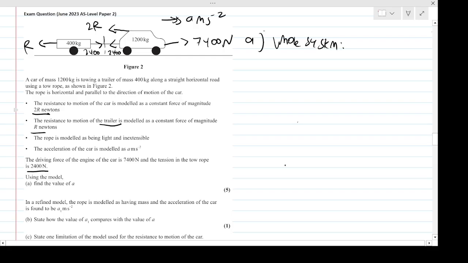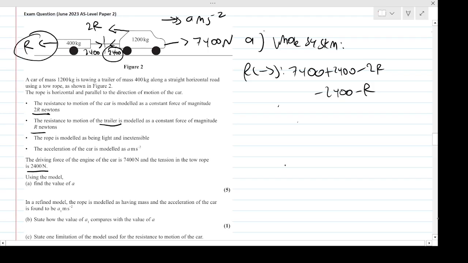The trailer and the car are moving in the same direction. So if we resolve forwards, the forward forces are 7,400, take away 2R. We got this 2,400 forward. Then we take away the 2R going backwards, take away the other 2,400 of the tension, take away the R by the trailer. So that's all the forward forces take away the backward forces. That has to equal MA.